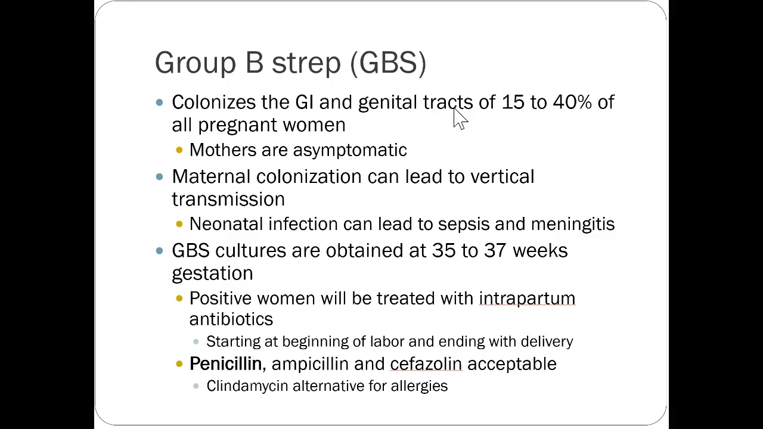However, maternal colonization can lead to significant issues down the road. Infections like sepsis and meningitis are the two big ones. Usually sepsis is based on bloodstream infection, bacteremia, and meningitis would be a significant problem in a developing neonate. So we take this seriously. We try to culture all our patients at 35 to 37 weeks. Positive women will be treated with intrapartum antibiotics, beginning at labor and ending with delivery.